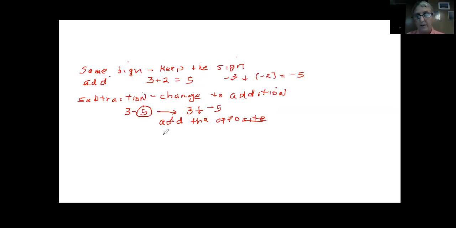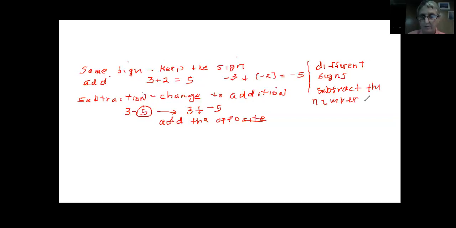Okay, add the opposite. Now, I forgot different signs. I'm sorry. What if we're adding and we have different signs? I did forget that. I should look at my notes. If I have different signs, such as this, 3 plus negative 5, then I subtract the numbers and take the sign of the larger number.